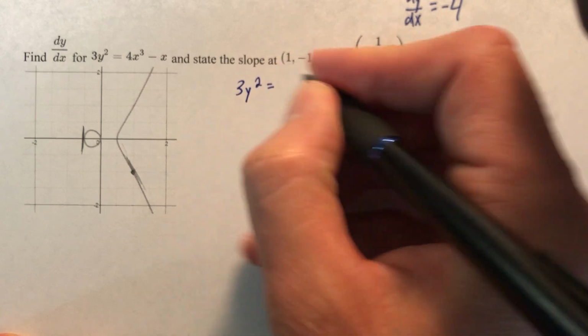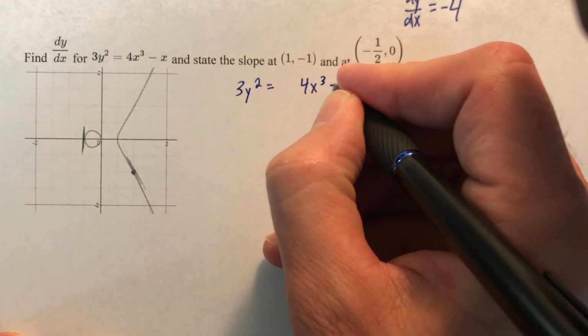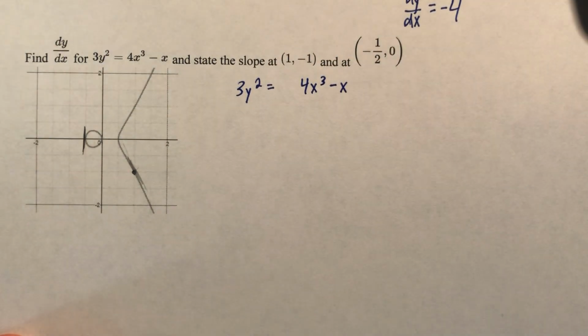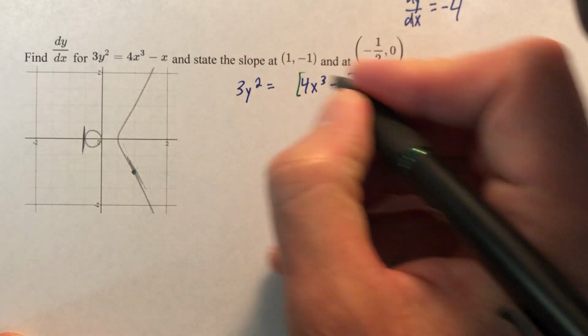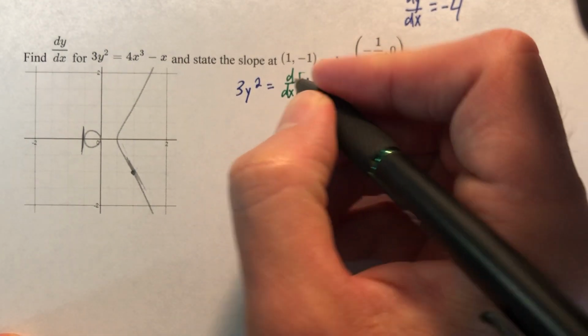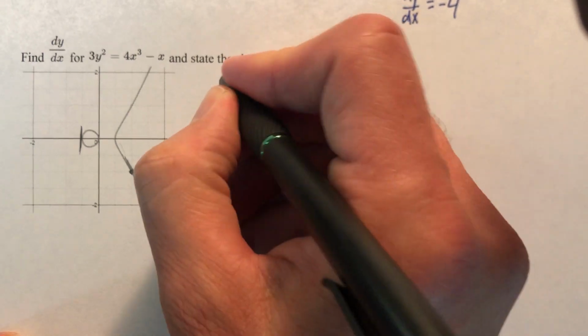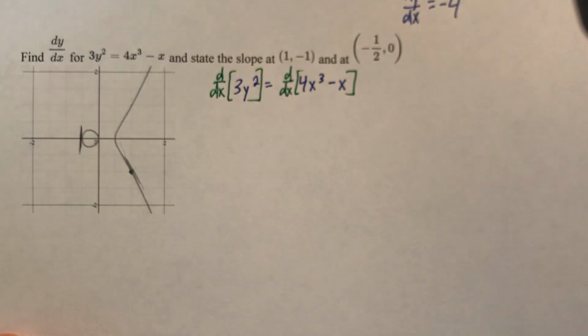3y squared equals 4x cubed minus x. And we're going to take the derivative with respect to x on both sides. Again, we are not multiplying by dy over dx. We are operating on both sides by taking the derivative with respect to x.